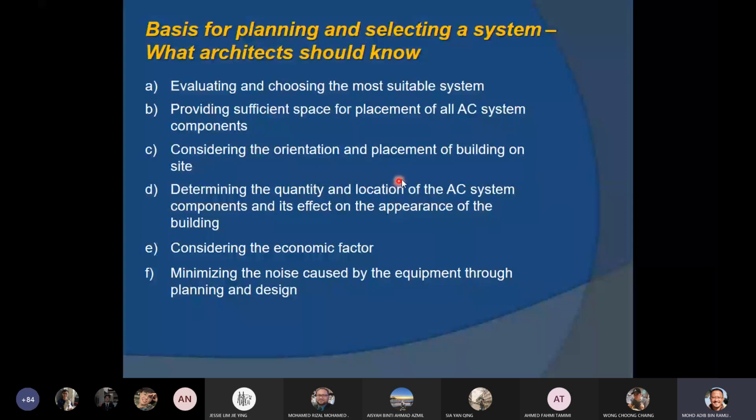Considering the orientation and placement of the building on site. So why is this important? Because this has something to do with the orientation of the building, right? So you shouldn't have too much opening on the east and west side, right? Where it gets the direct sunlight, because it would actually increase the cooling load. So the rooms get hotter compared to if you place your openings on the north and east. So when the rooms get hotter, then you need more.